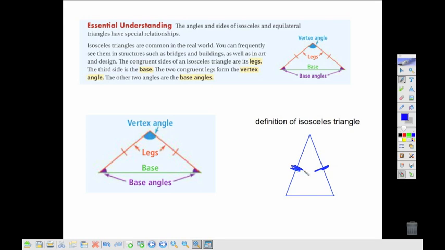So this would be the only markings we need if they give us the definition of an isosceles triangle, where they tell us isosceles. This is our definition. We know the sides are congruent, or the other way around. If we know the sides are congruent, we know it's isosceles.